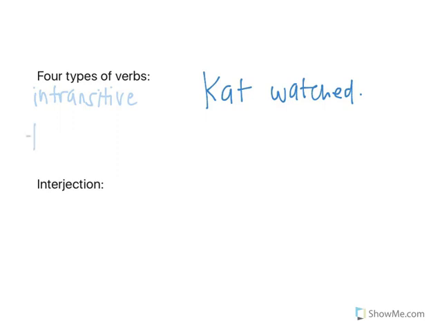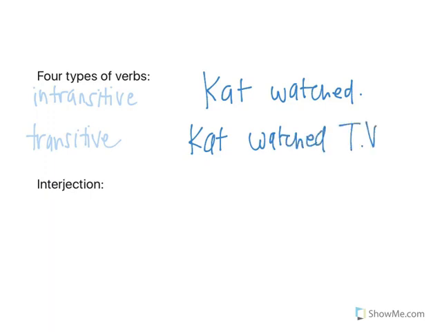Then there's going to be a transitive verb. Cat watched TV. Now, a transitive verb, this is going to be watched because we're transferring the action to the TV, which is our direct object, of course.